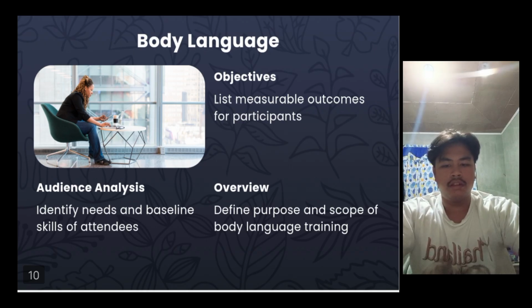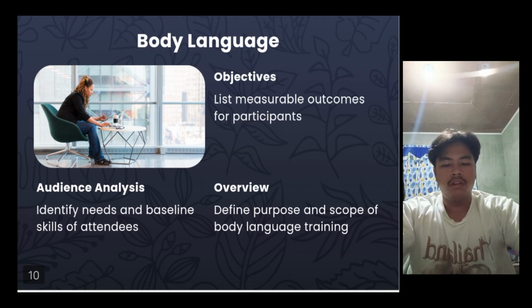Audience analysis. This involves assessing who the participants are, what their current skill level with body language is, and what specific needs they have. For instance, analyzing if they are new employees needing basic communication skills or managers requiring advanced techniques for leadership and feedback. It ensures that training is tailored to their baseline and goals.